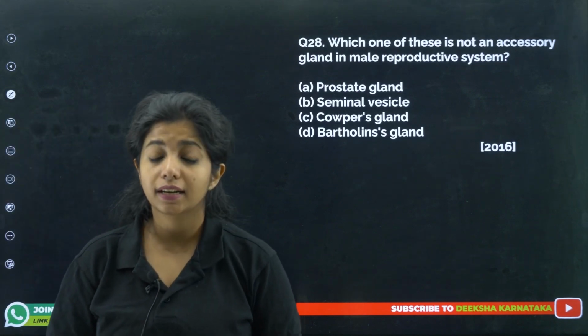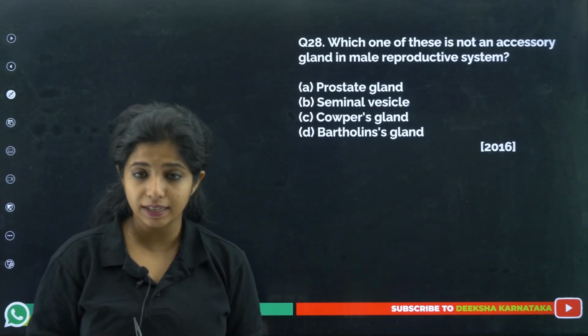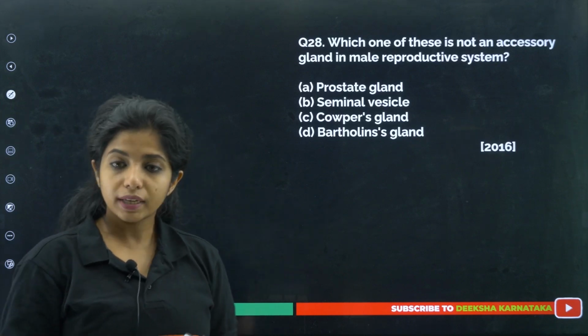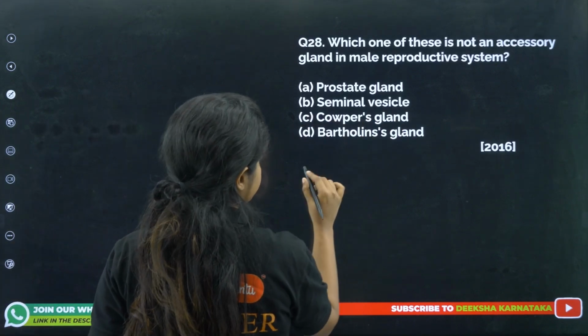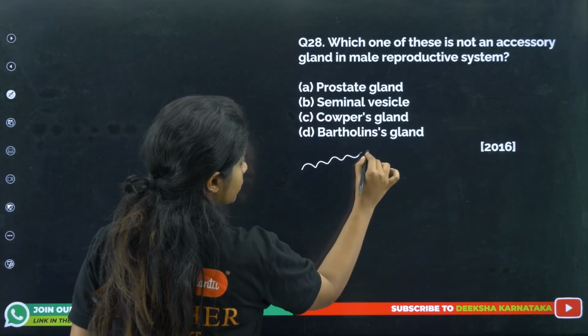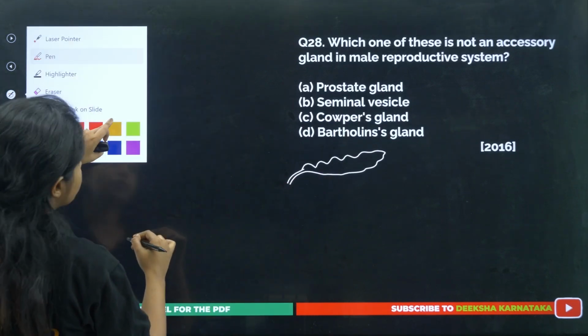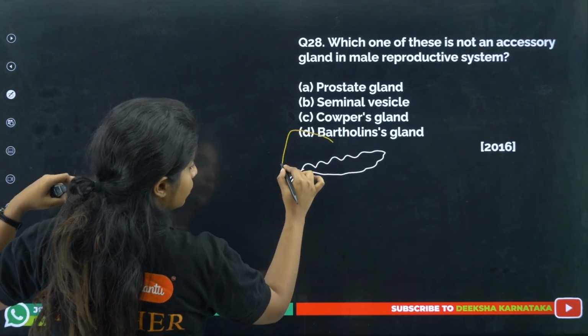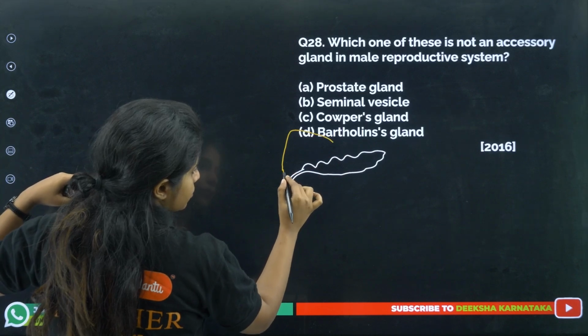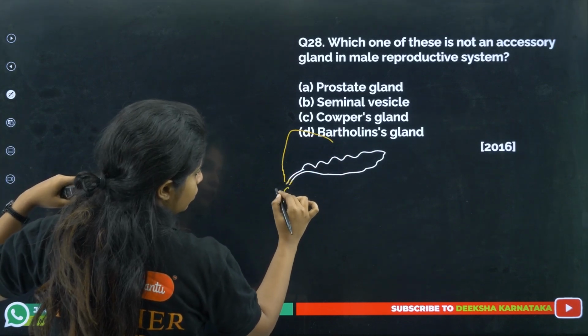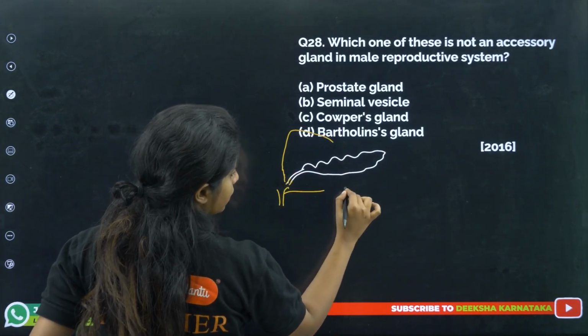It's not an accessory gland. So children, we have 3 accessory glands in the case of males. The first gland is the seminal vesicle. The seminal vesicle gives a secretion like this. Suppose you have the vas deferens coming over here. There will be secretion from the seminal vesicle. Together they will make a new duct over here, which is known as the ejaculatory duct.